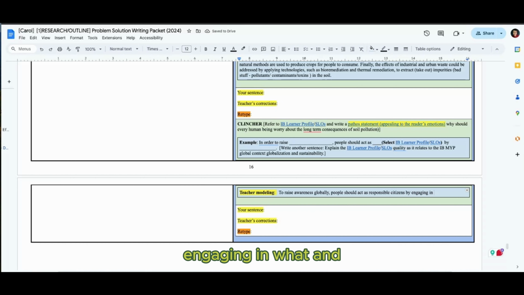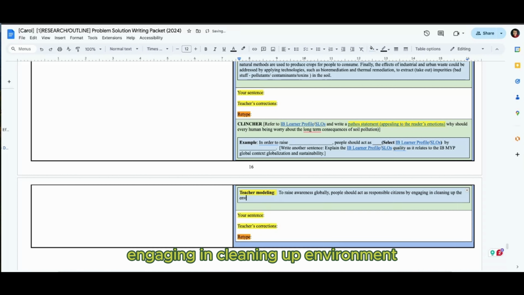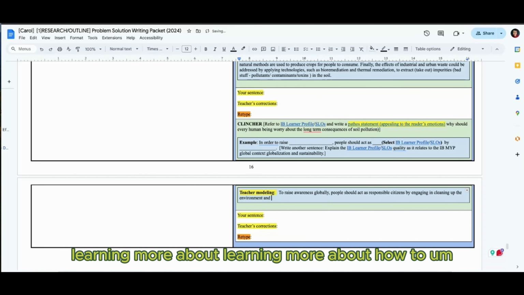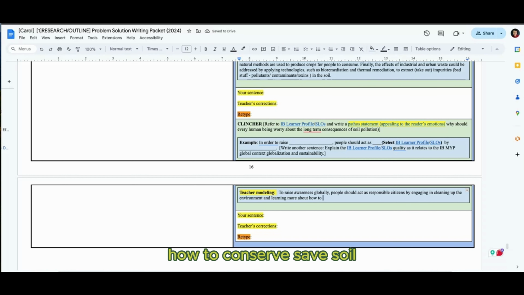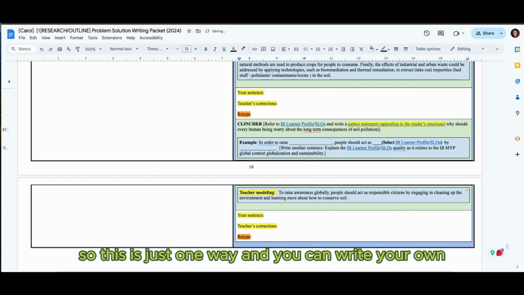engaging in what? In not leaving our trash anywhere, engaging in cleaning up the environment, and learning more about how to conserve, save soil. All right. So this is just one way, and you can write your own.